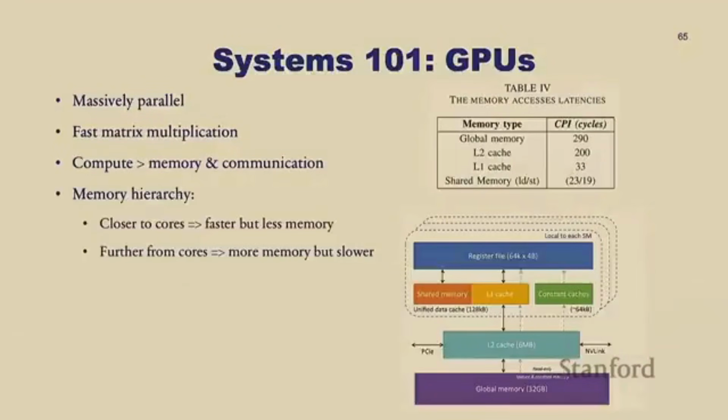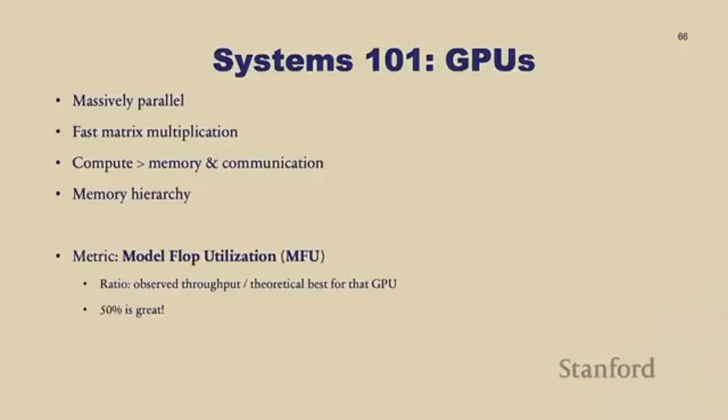Another thing to know about GPUs is that there's a memory hierarchy. This is the same with CPUs, but basically the closer you are to your cores, the less memory there is, but the faster things run. If you're further away, there's more memory, but it's slower. Okay, I'm going to skip that. Okay, actually I'm going to say it.